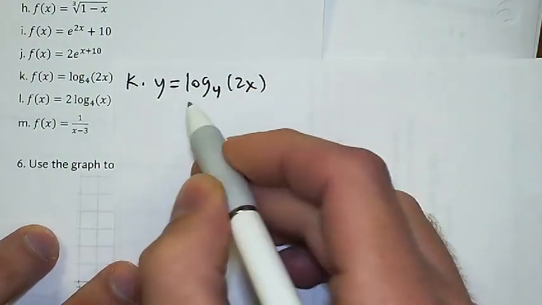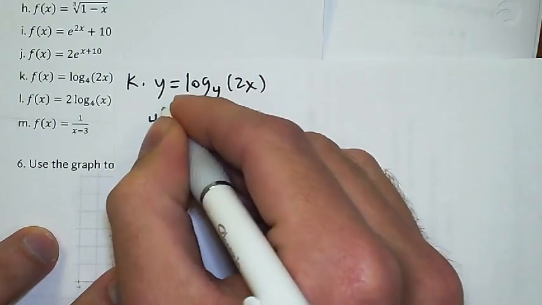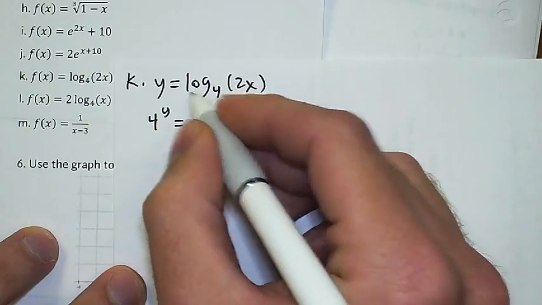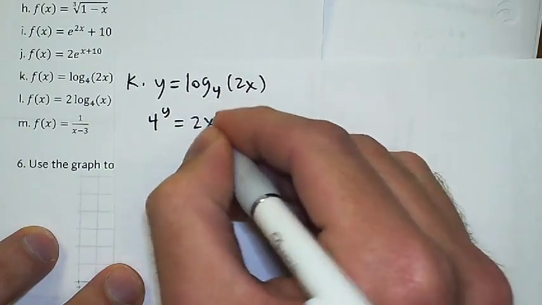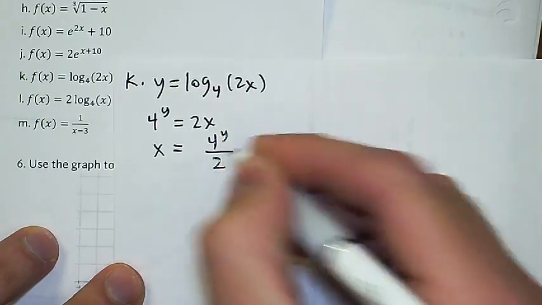So to get rid of this log, I need to take 4 to both sides' power, because the base of the exponential needs to be the same as the base of the log in order to just cancel them off nicely. So that's going to be 4 to the log base 4 of 2x. That's just 2x. Solve for x. I get x equals 4 to the y divided by 2.